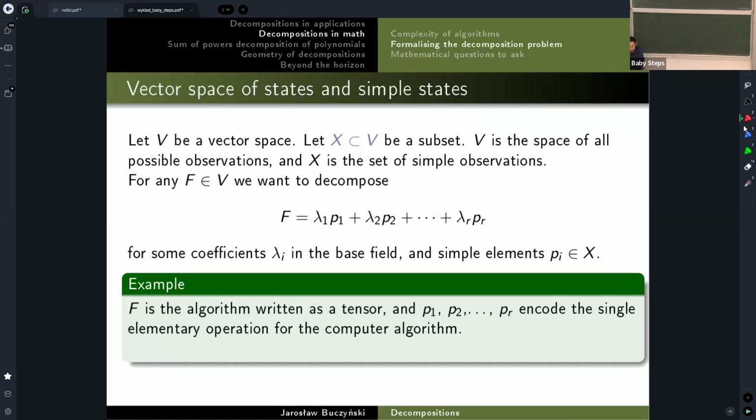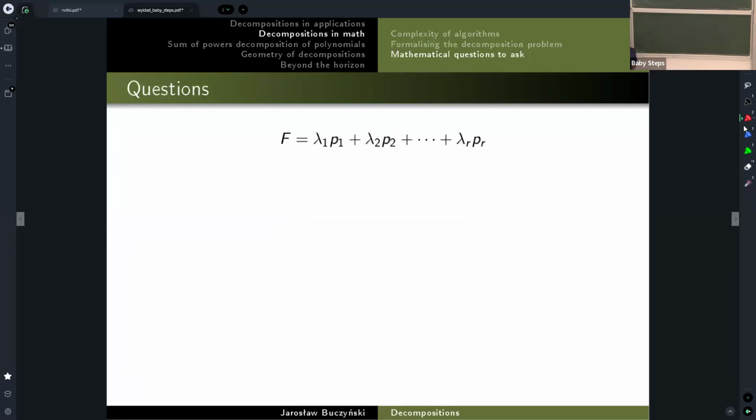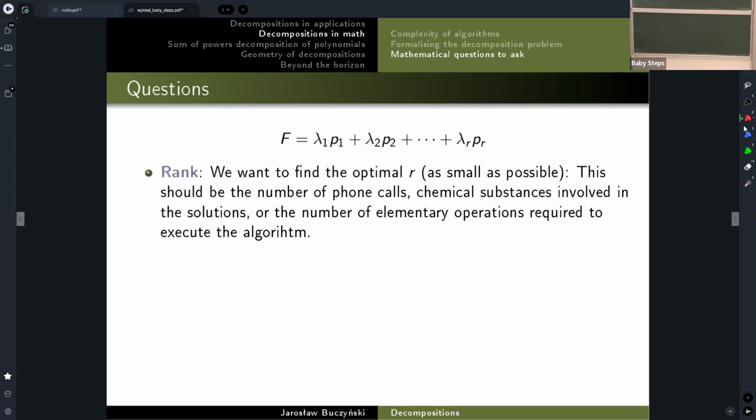So you can see that this is all part of the same problem. And what are the mathematical questions to ask? Well, first of all, we would like to know the R, so the optimal one. Of course, our set typically is infinite. It will be a submanifold of the vector space or something like that, some large topological space, which usually will span the whole vector space. Otherwise, this expression would not be possible at all.